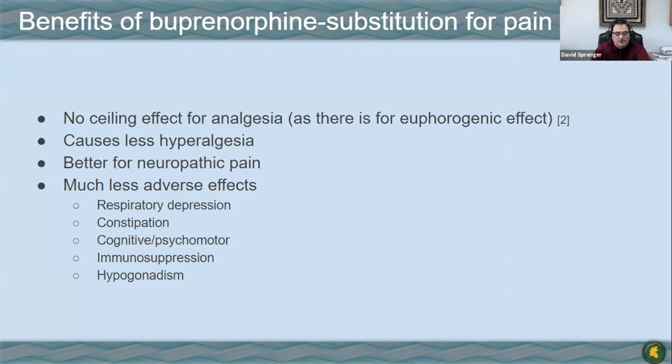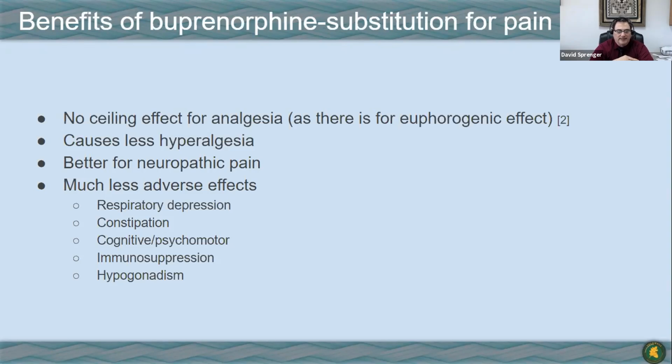One of the things is that there's no ceiling effect for analgesia like there is for the euphorogenic effect. So one of the nice aspects of buprenorphine for treating opioid use disorder is that beyond a certain milligram, and most researchers put it at 30 to 40 milligrams of buprenorphine, there's no additional euphoric effect from taking more.